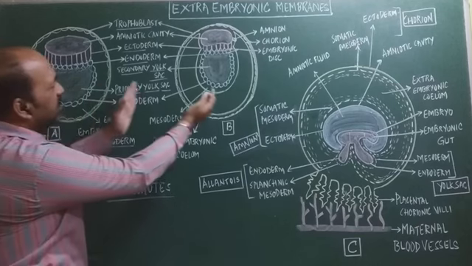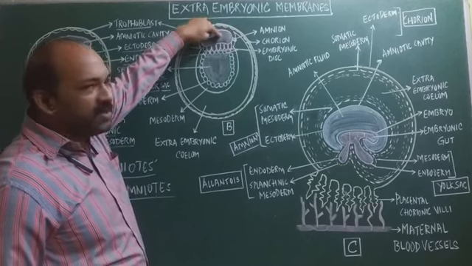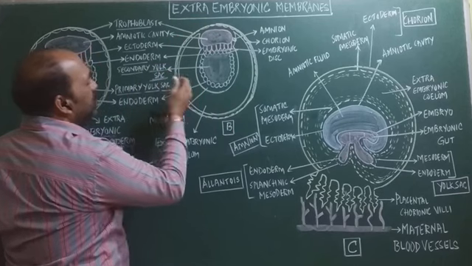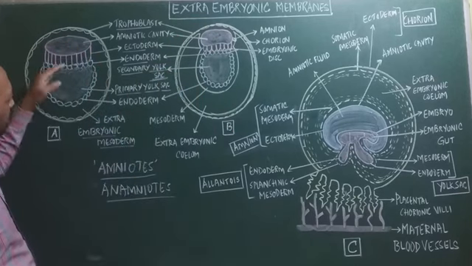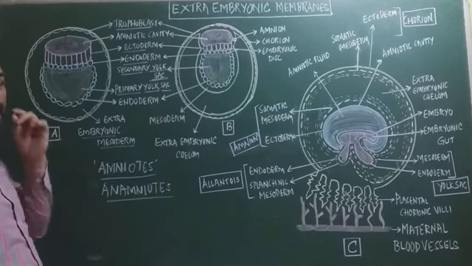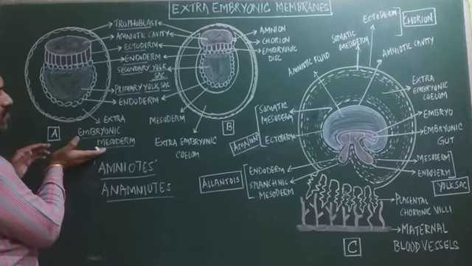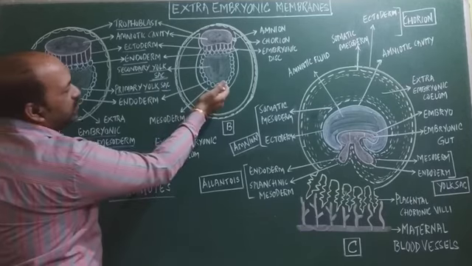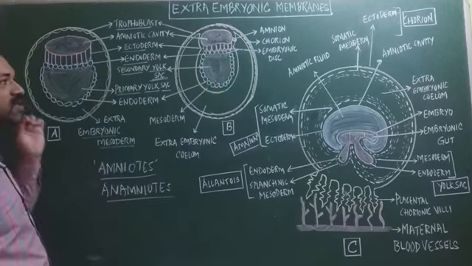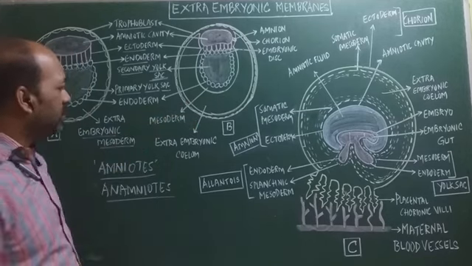Now in the next stage, you can see the amniotic cavity along with the yolk sac. Here the yolk sac is said to be the primary yolk sac, whereas here it is the secondary yolk sac. Why is it so? That is because of the mesoderm which is present. Just below the mesoderm, there will be formation of a large cavity, and this large cavity is called the extra embryonic coelom.